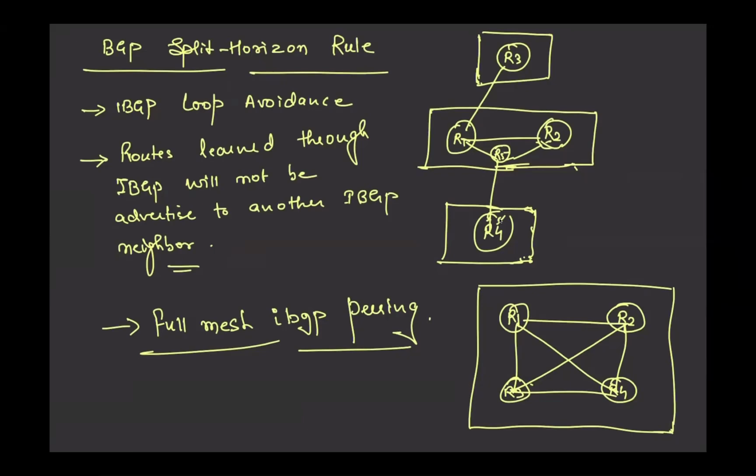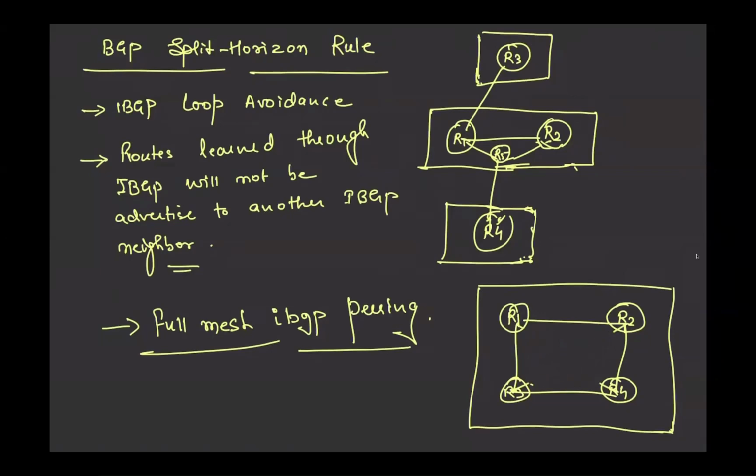So one-to-one connectivity means it should be fully meshed. I think on the first page we wrote that only for EBGP there should be directly connected peers. Okay, so let me remove this.